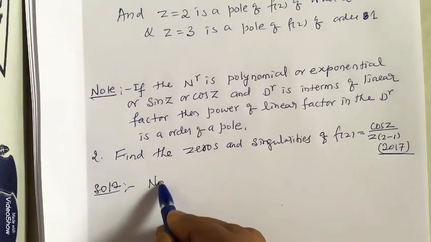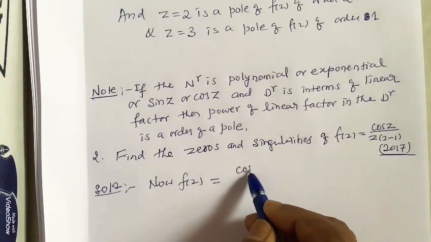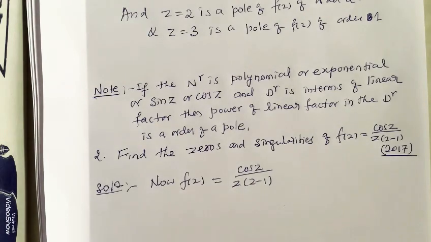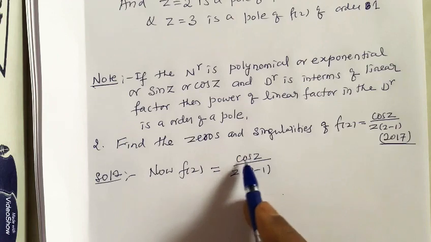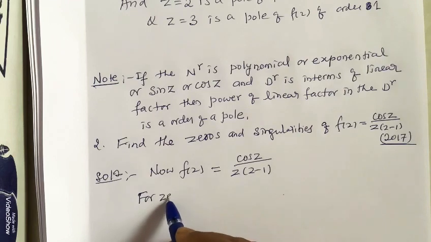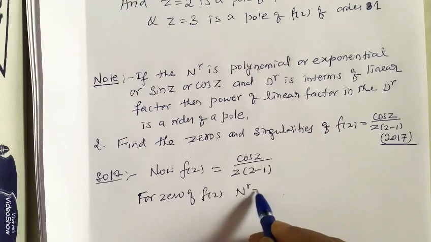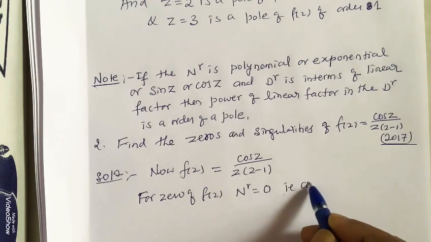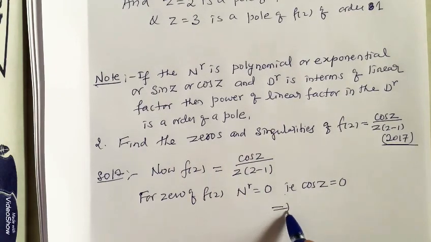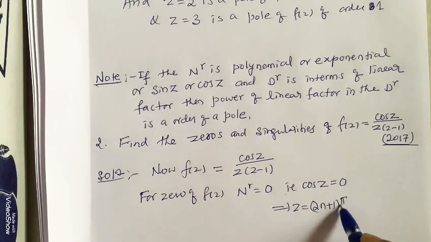Now f(z) is equal to cos z divided by z(z minus 1). If you want to find the zeros, you have to equate the numerator to 0. For zeros of f(z), the numerator is equal to 0, so you have to write cos z is equal to 0. What does cos z equal to 0 imply? z is (2n plus 1) pi by 2.